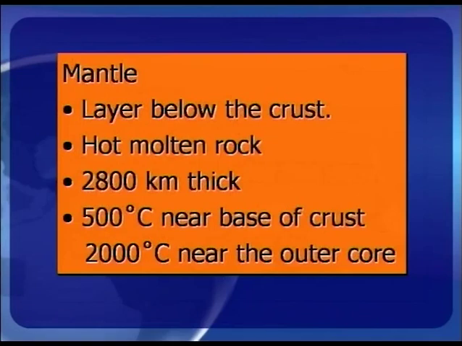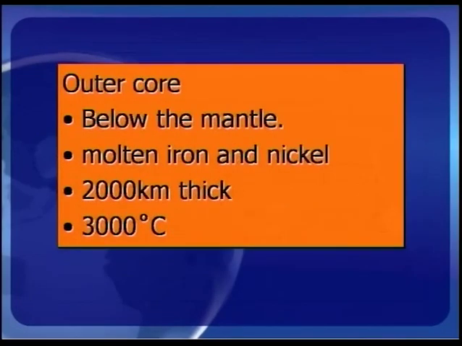Our next layer is the outer core, which is just below the mantle. Now, like Rudolph said, scientists believe that it is made of hot, molten iron and nickel. And the thickness is about 2,000 kilometers thick. And the temperature reaches 3,000 degrees near the base of the, not the crust, sorry, it should be the base of the inner core.